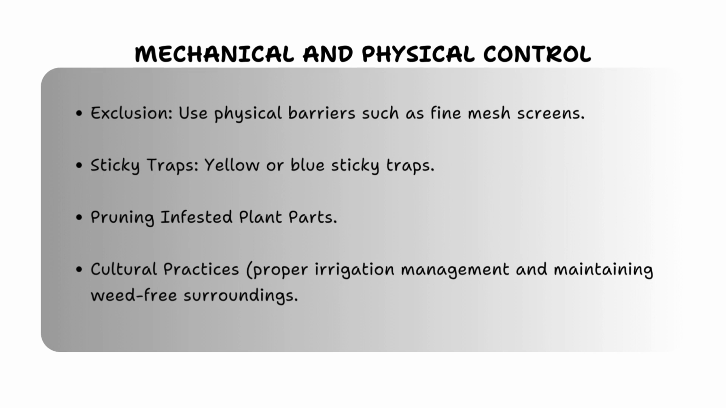In terms of mechanical and physical control, we can use the exclusion method that involves the use of physical barriers such as a fine mesh or a screen. We can also use sticky traps. They can either be yellow or blue sticky traps to trap the adult thrips. Then we can also prune infected or infested plant parts, and we can also practice cultural practices like proper irrigation management and maintaining a weed-free surrounding.